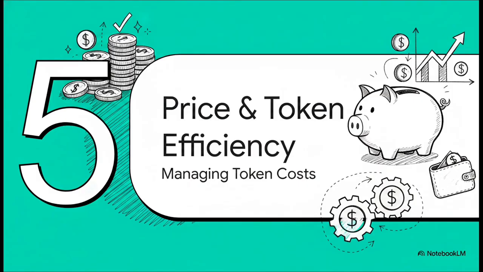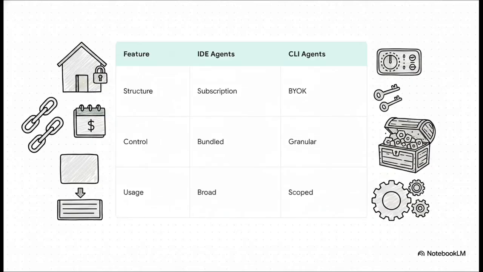Which brings us to Battleground 5, price and token efficiency. How these tools eat up tokens has a direct impact on your wallet, and the differences are stark. IDEs usually lock you into a flat-rate monthly subscription. It's predictable, sure, but you have very limited control over the price. CLI tools lean heavily into a bring-your-own-key, or BYOK model. This gives you highly granular control over which specific models you're paying for. You can use dirt cheap models for the simple stuff and spin up the heavy hitters only when absolutely necessary.